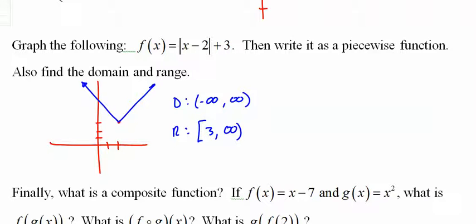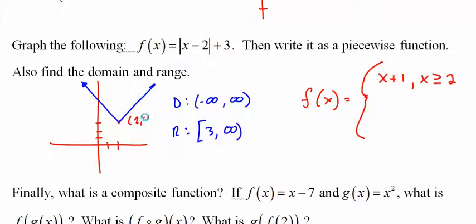But what if we wanted to write it as a piecewise? Well, we'd have to break it into 2 pieces. And the first piece is this piece on the right. So that's, I believe, x plus 1. I'll have to check that in a second. And this is where x is, and we have an option here. We can say greater than or greater than or equal to 2. So let's check that out.